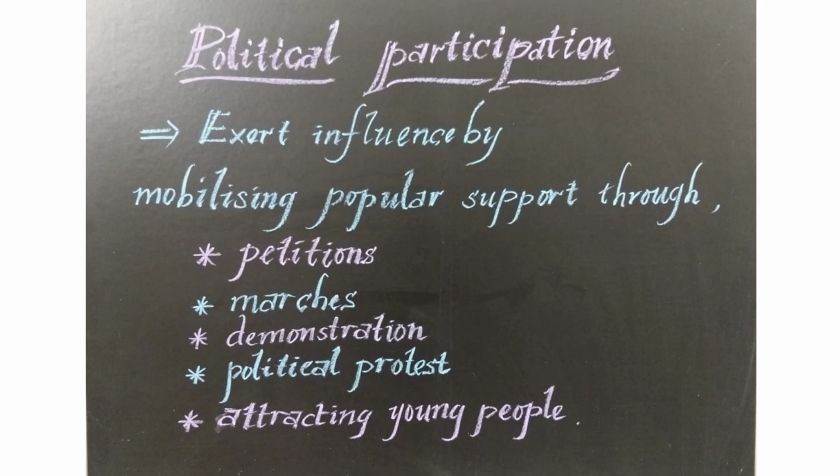That is, the political participation of the pressure group is not by directly joining the political parties. How do they do their political participation? They exert influence precisely by mobilizing popular support, through petitions, marches, demonstrations and other forms of political protest. Some examples of this political protest and some of the marches are given in the pictures. Look at the pictures and understand them.